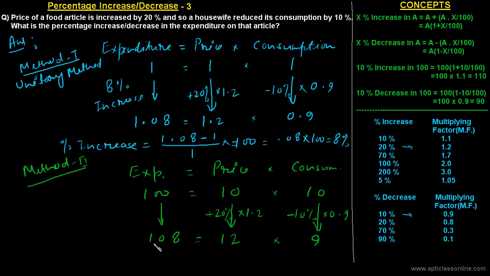Now 100 was the initial value of expenditure. The new value of expenditure is 108. So directly one can say that it is an 8% increase. So the answer is an 8% increase from this method also. So you can apply either method to get this value. We will discuss more questions based on product constancy in the next class.